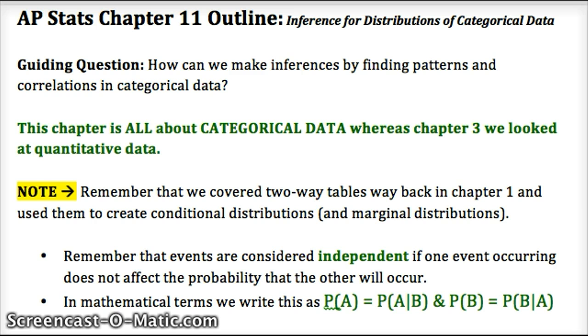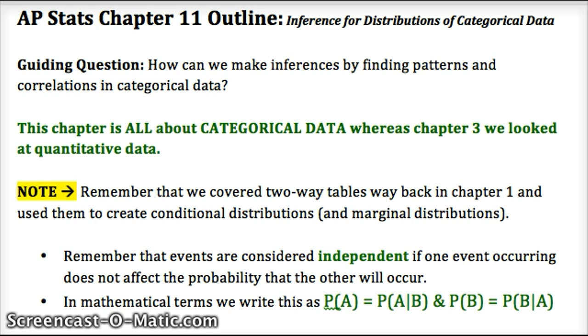Also remember that we had two-way tables that measured two variables way back in Chapter 1, and we used them to create conditional distributions and marginal distributions. So some of this is going to be similar to what we've gone over in Chapters 1 and 3. Some of it's going to relate to probability.